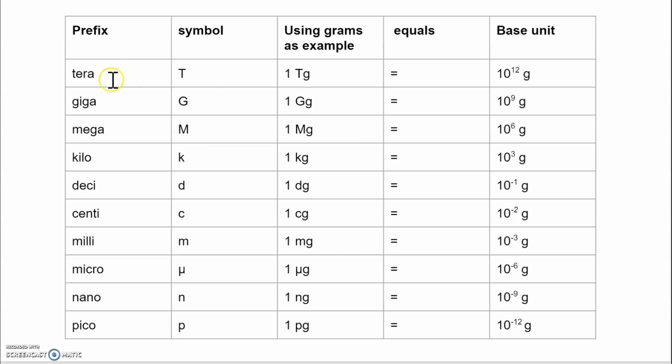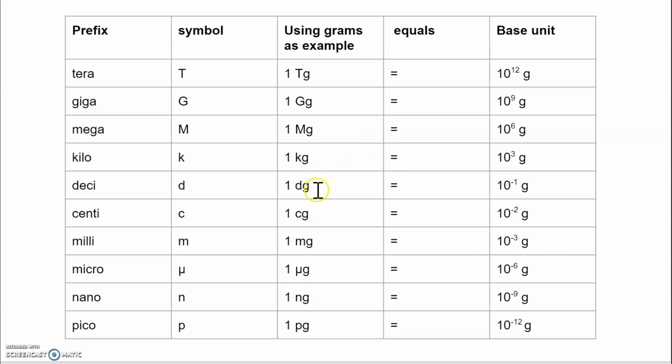Here are the prefixes: tera, giga, mega, kilo, deci, centi, milli, micro, nano, and pico. Now, the first four listed here, tera, giga, mega, and kilo, are all prefixes that are bigger than 1 gram or 1 meter, or whatever base unit you are using. So there are 10 to the 12th grams in a teragram, and 10 to the 9th grams in a gigagram, and 10 to the 6th grams in a megagram, and 10 to the 3rd grams in a kilogram.